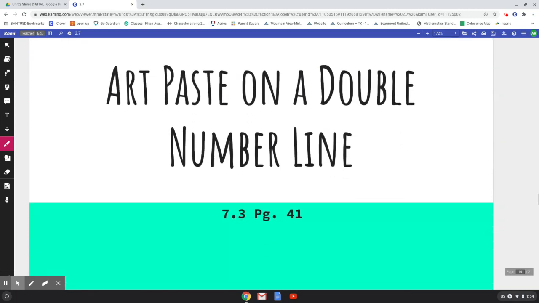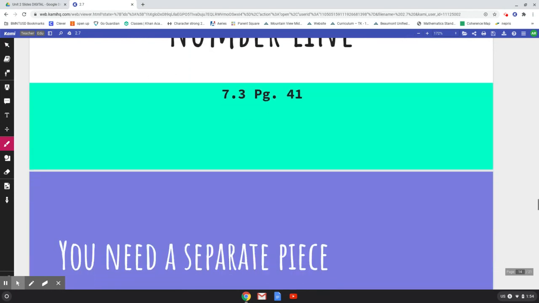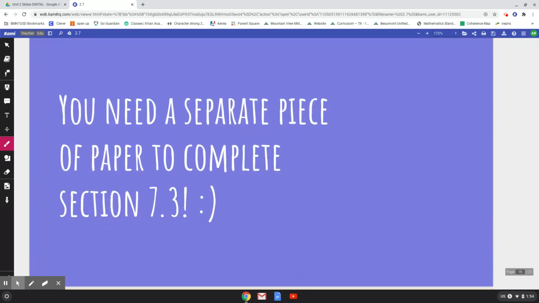Okay, so now we're on the next section, art paste on a double number line, and you're still on page 41. Now you're going to need that separate sheet of paper. If you need to pause the video, go ahead, but this will all be done on a separate sheet of paper that you'll turn in.